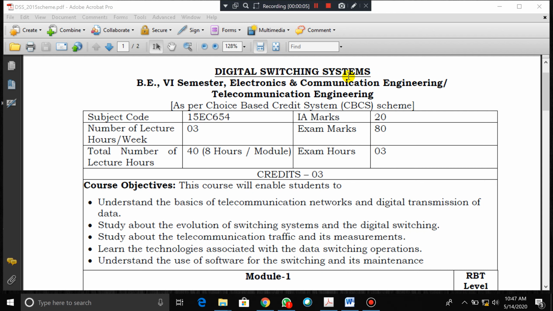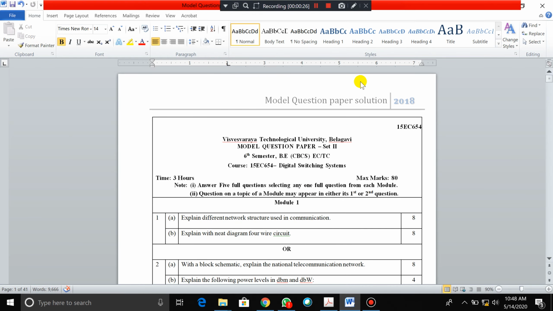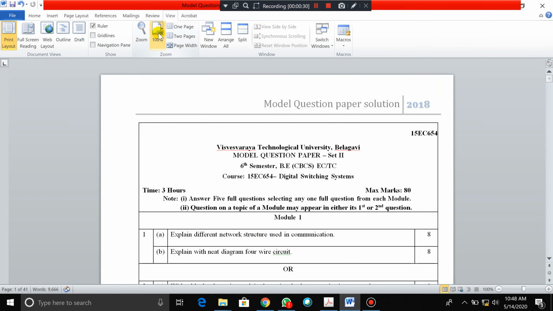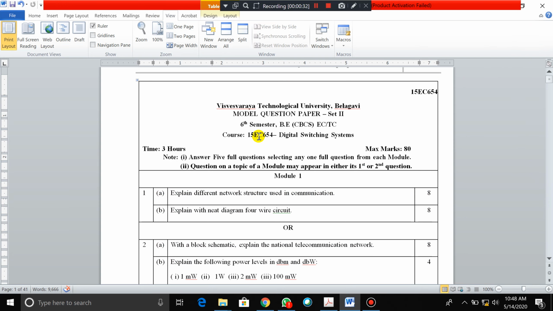So, digital switching system. In this class today, let us have a brief introduction of the model question paper given by the university. We will try to solve each question, understand the questions, and try to answer each one of them. I have a question paper here.